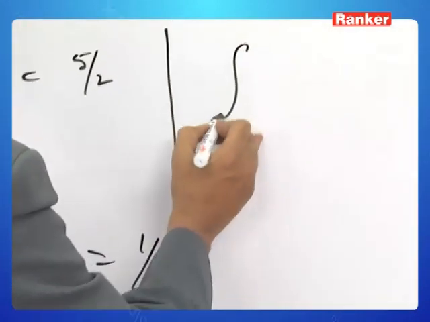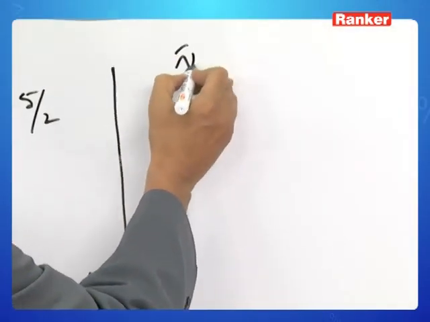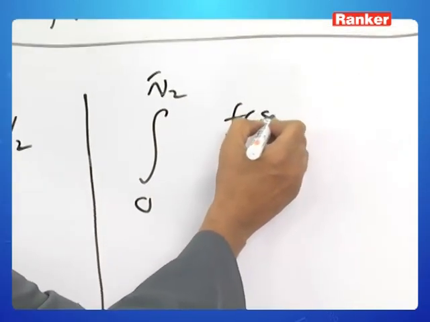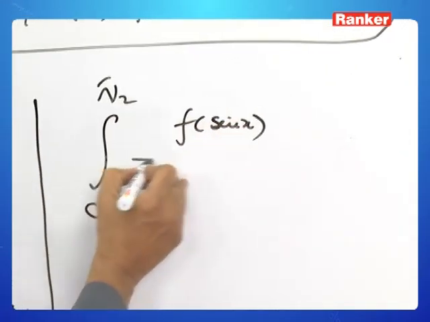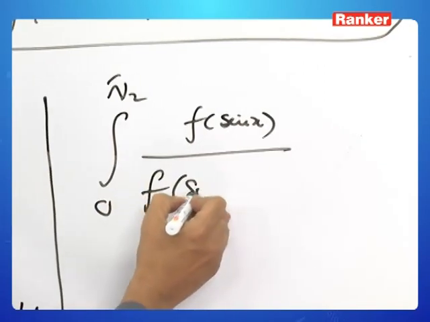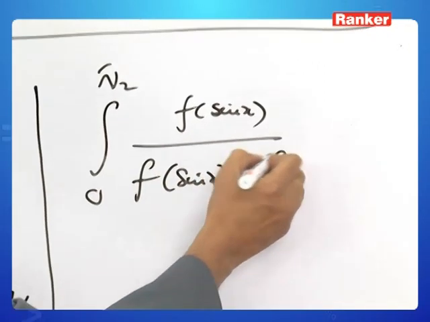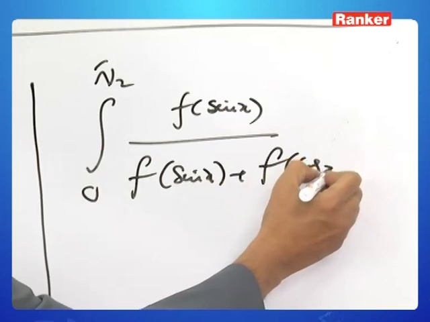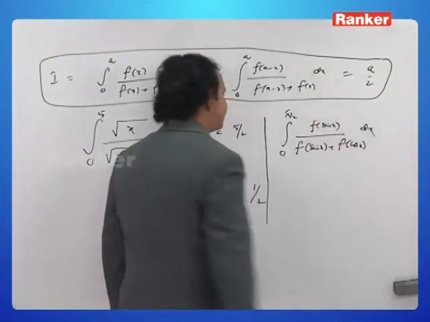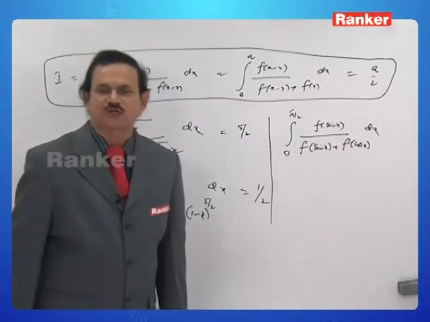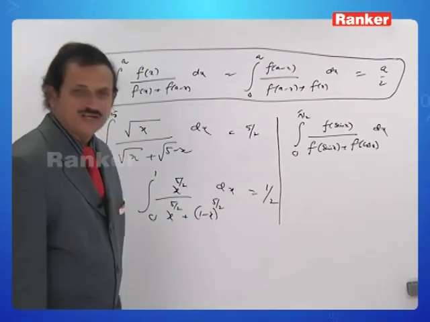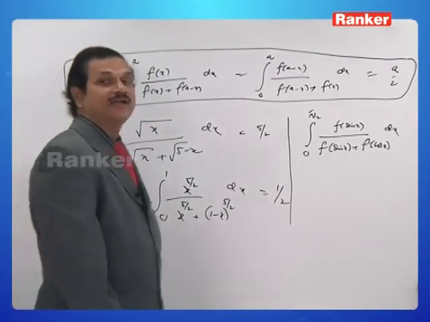Just like that, integral 0 to pi by 2 f of sin x by f of sin x plus f of cos x dx is equal to... Come on, friend, you must be able to tell me the answer quickly on this part. What is the answer? Come on, guess.